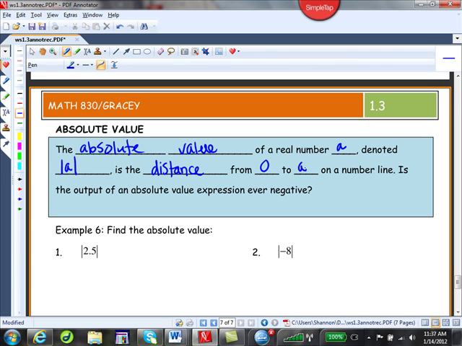When you're driving, let's say you go from home to work, and then you go from work to home. Do you consider work to home negative? No, right? So distance is always positive, and absolute value measures distance from 0 to a number on a number line. So therefore, you got it. The answer to this question is no.